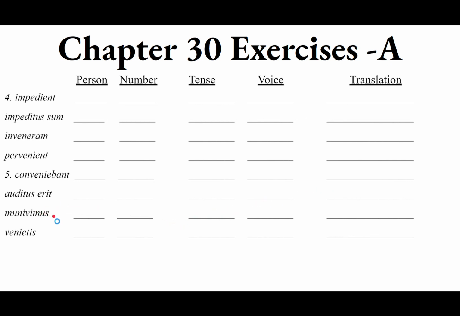Munivimus. First, plural, perfect, active of munio, munire, munivi, munitus. We fortified. We have built. And venietis. Venietis is second person. It is plural. It is future. Present stem veni from the first principal part venio, chop off the O. The perfect stem would be third principal part veni, make the E long, chop off the I, and you get ven as the perfect stem. We don't have that here. We have veni, there's the I, etis. So it's future and active. Second plural future active of venio, y'all will come. Ye will come.